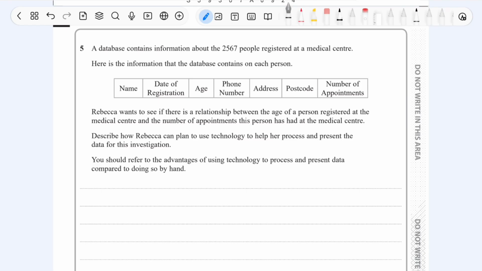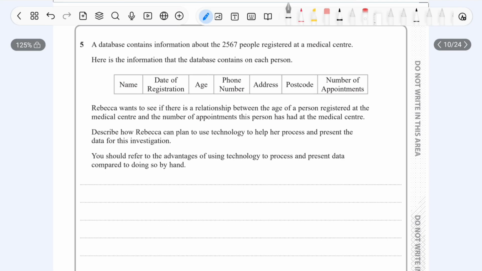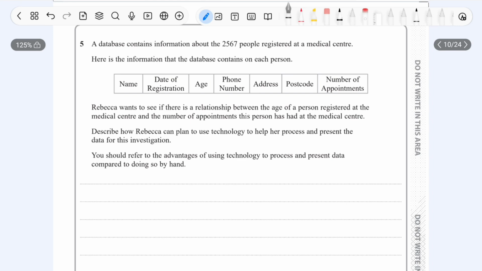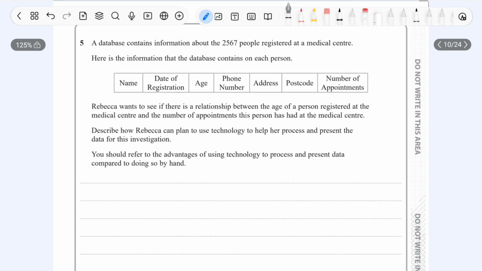So, a database contains information about the 2,567 people registered at the medical center. Here is the information that the database contains on each person: the name, date of registration, etc. Now, you should notice that they've given this for a reason. It's just not random information to throw you off. They've given it for a specific reason.